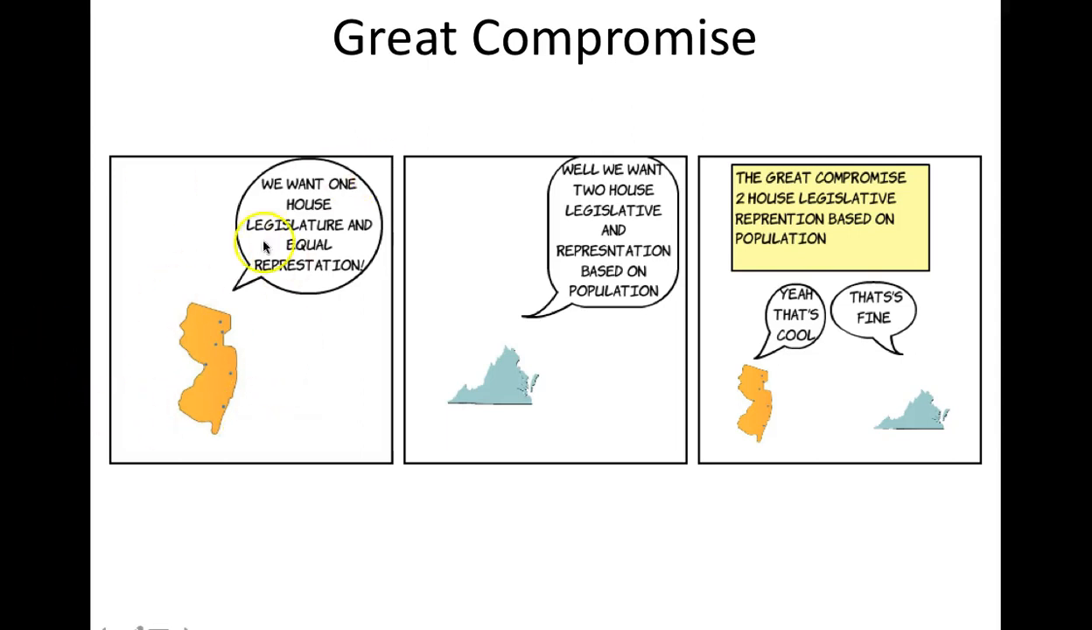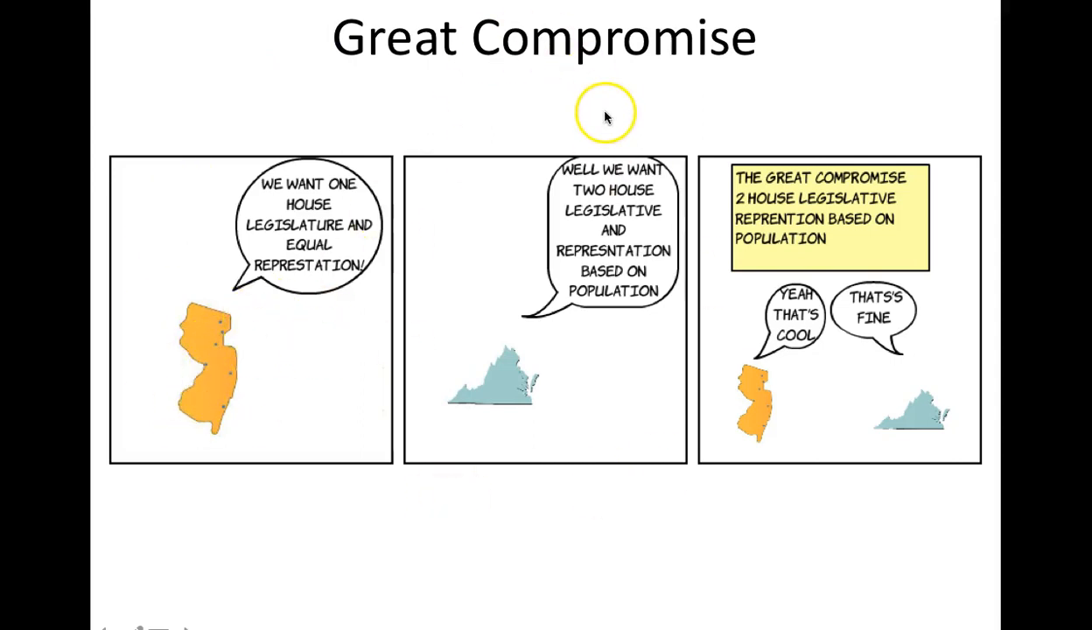So small states like New Jersey wanted one legislative house, because they make the laws, where each state had equal representation. So every state would have 2 representatives. Virginia, the larger state, wanted a plan where there would be a 2 house legislative branch, both houses having representation based on population. Population would benefit a large state because there are more people living there. Population would not benefit a small state because fewer people live there.